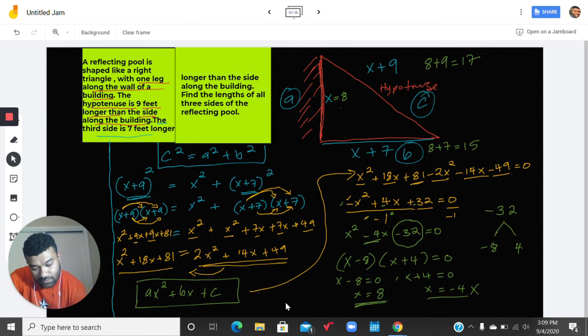Now, don't forget about the units. So our x is going to be 8 feet. Our hypotenuse is going to be 17 feet. And then our horizontal length is going to be 15 feet. And that is how we solve that problem right there.